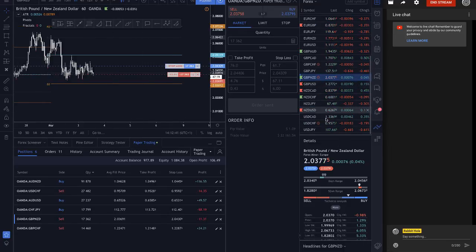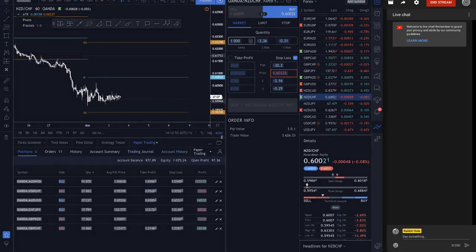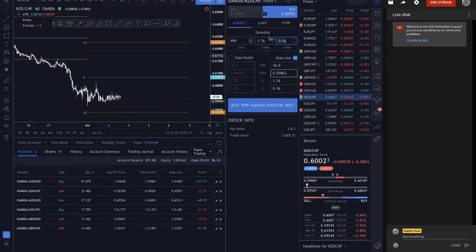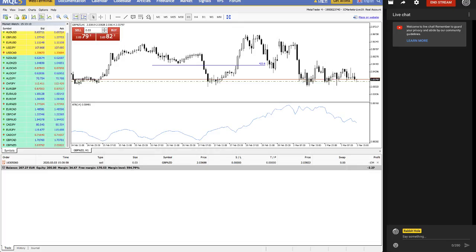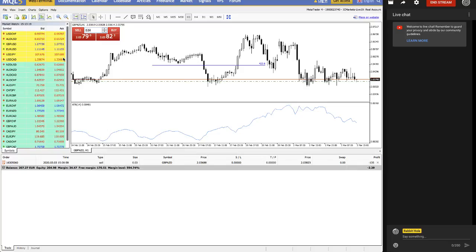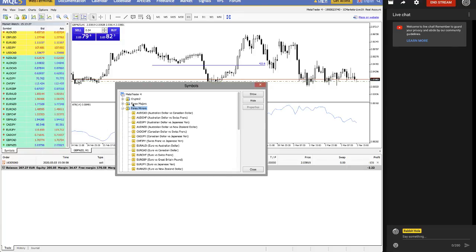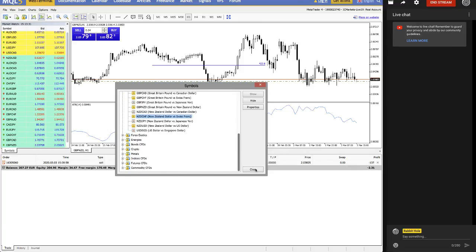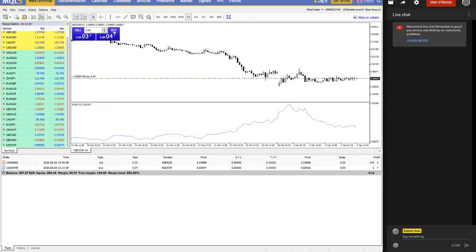Okay. Pound, New Zealand. No, we are New Zealand Swiss franc. We'll be buying it. Oops. Like this, 6%. Oops, what's your problem? 6%. Buy. And I'm also going here. Pound, New Zealand Swiss franc. Do I have it? New Zealand Swiss franc. Symbols. New Zealand Swiss franc. Okay. Now I have it. Okay. Let's go.